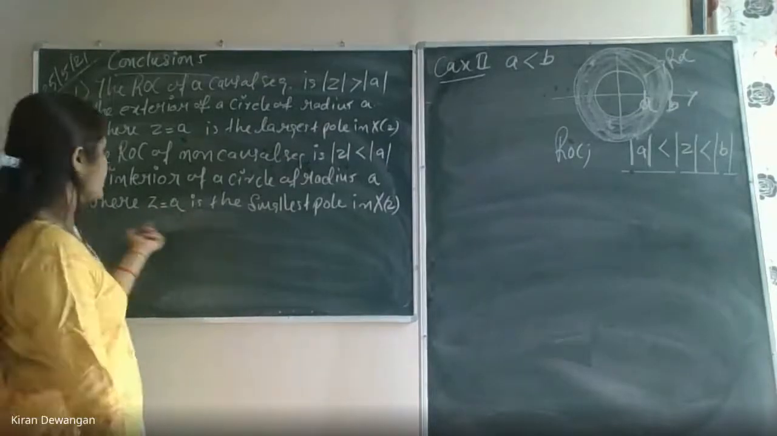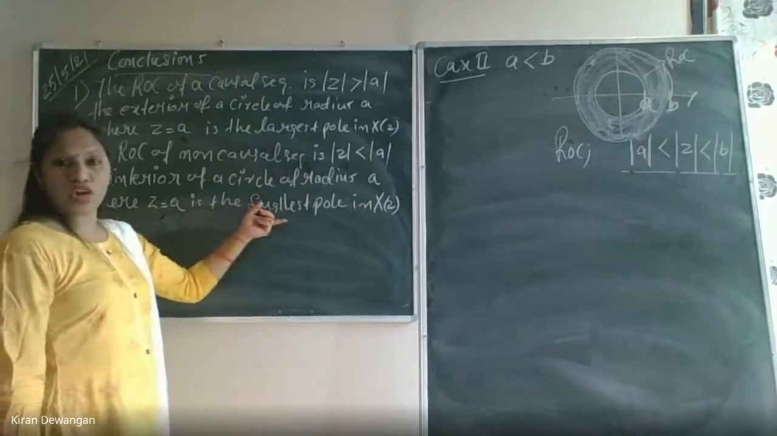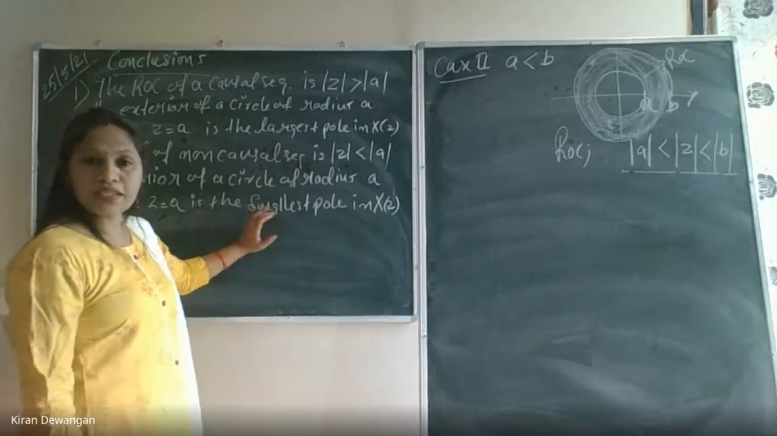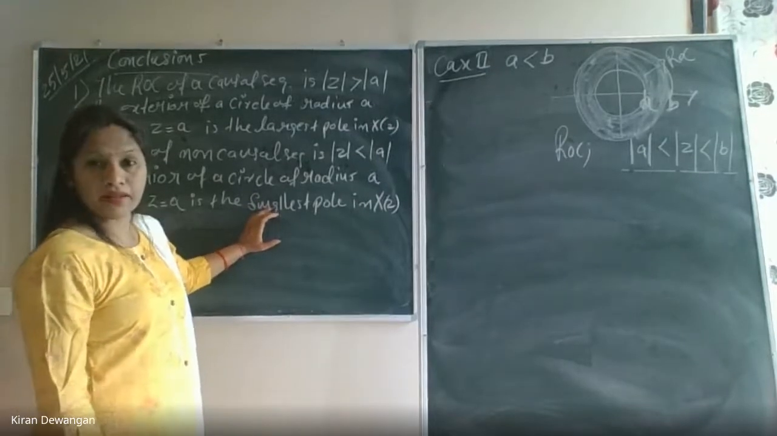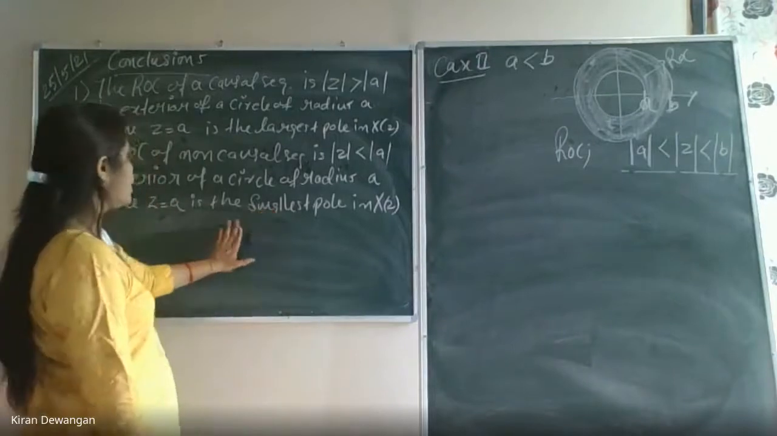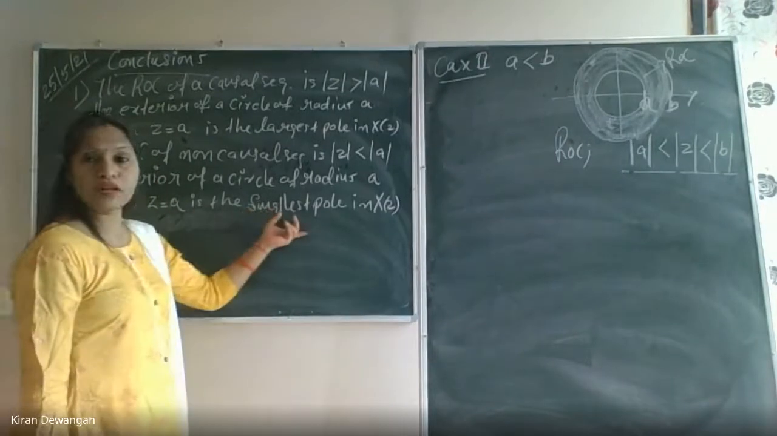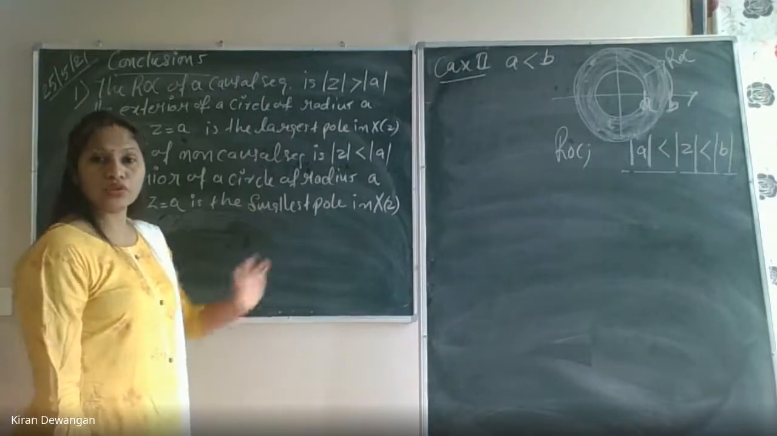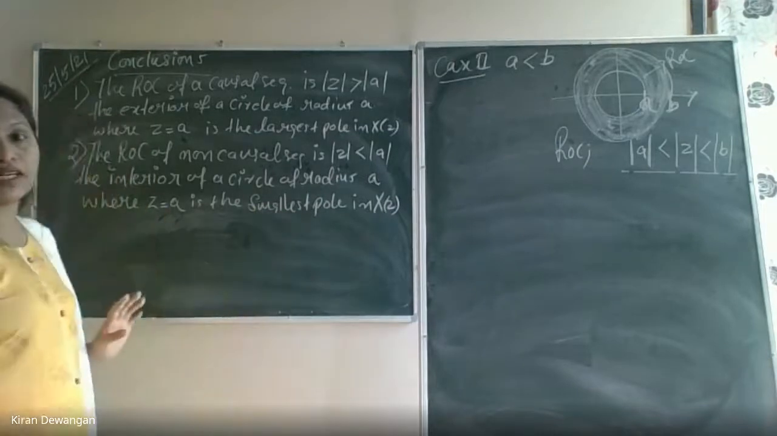Now in that case z equals a will be the smallest pole. Definitely I have said that a pole never lies in the ROC. Pole never exists in the region of convergence. So in that case z equals a will be the smallest pole, and the other poles will be the values which are greater than z equals a.